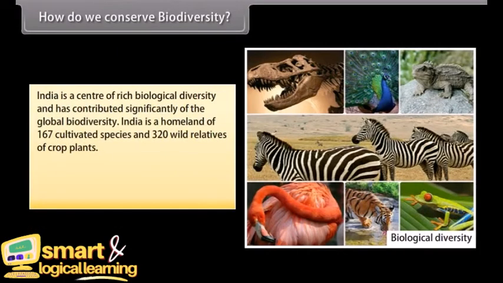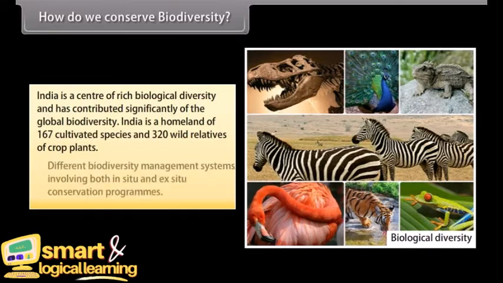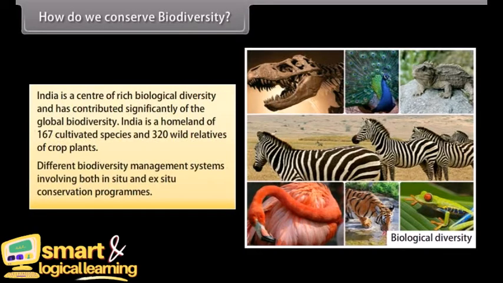India is a center of rich biological diversity and has contributed significantly to global biodiversity. India is a homeland of 167 cultivated species and 320 wild relatives of crop plants. Different biodiversity management systems involve both in situ and ex situ conservation programs.